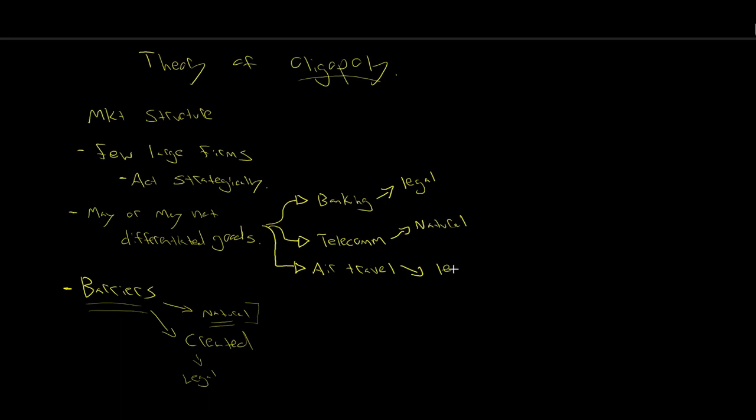Air travel again is partly legal and partly natural. And in this case here, it's because these legal barriers kind of create a natural barrier. We have a lot of regulations put into place as to what must be done before you can launch air travel, and these just increase the cost of doing so.